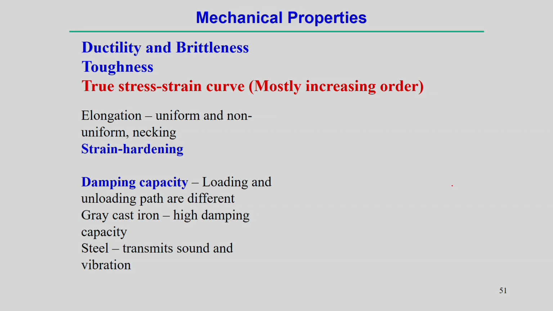That is the measure of ductility, and just the opposite of ductility is the representation of brittleness. Normally if elongation is more than 5%, then we can say it is a ductile material. If it is less than 5%, we can say it is a brittle material.